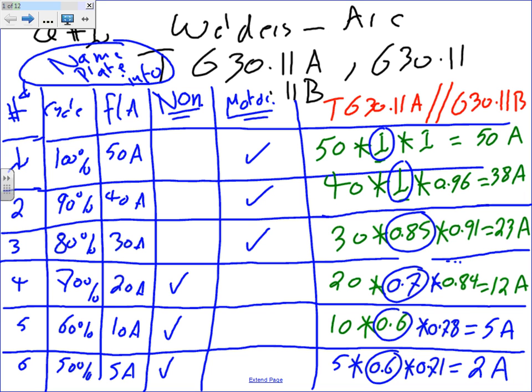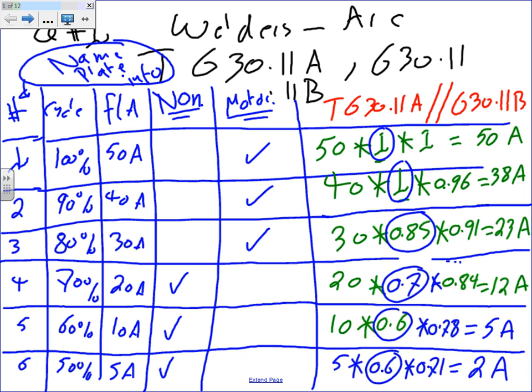Any question, guys, about this? Does it make sense? Okay, so we grouped all these 6 welders in a panel. Now we're going to go size the panel.